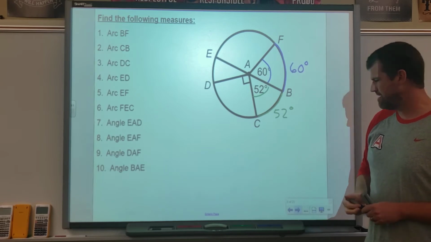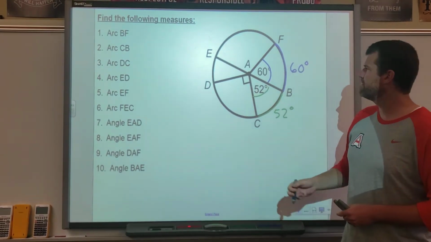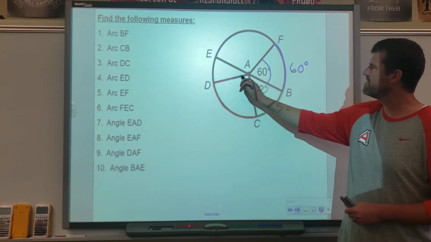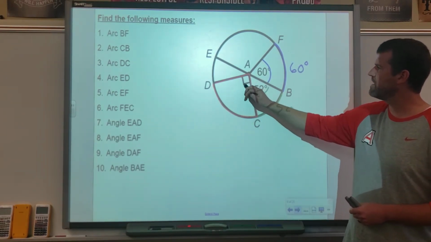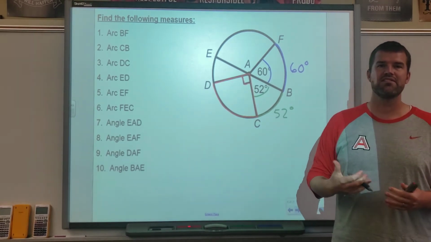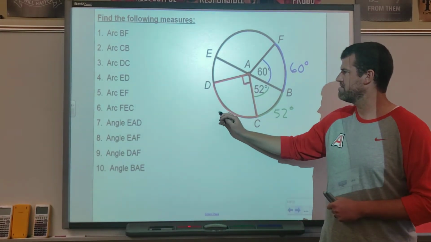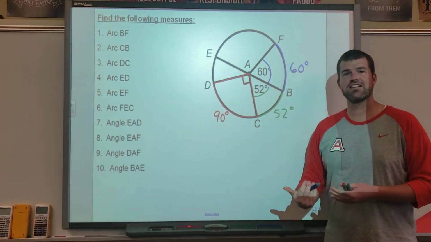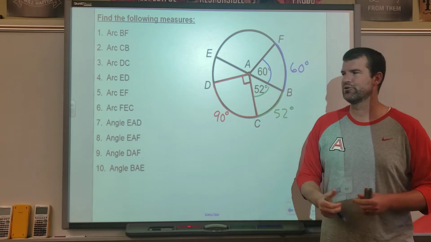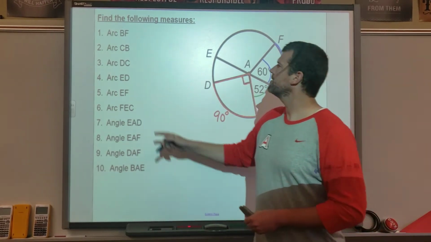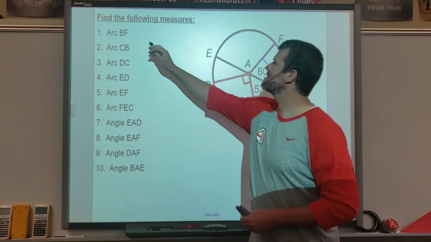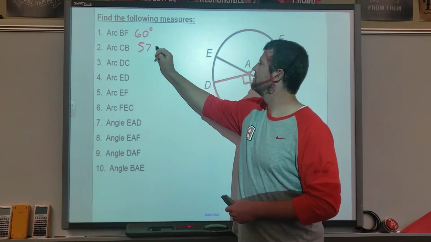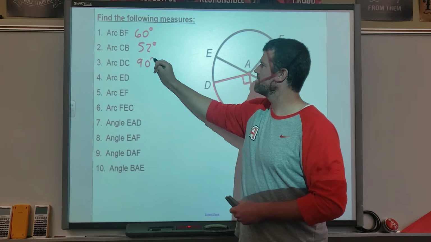Arc DC. Well, kind of another easy one because the central angle, if we go to the center, the angle that forms that arc is 90 degrees, which means the inscribed arc is also 90 degrees. So again, key idea, central angles and their arcs are congruent. All right, actually I'm gonna write these up here as we go. So that first one was 60, next one was 52, and then we just got 90 degrees.